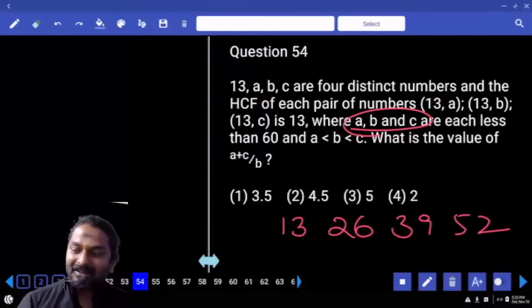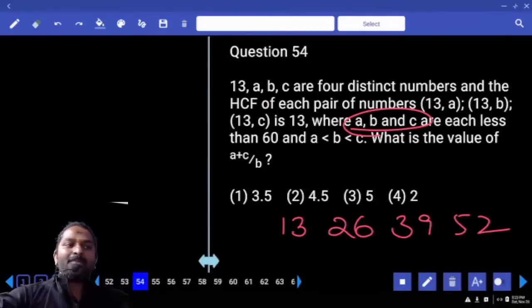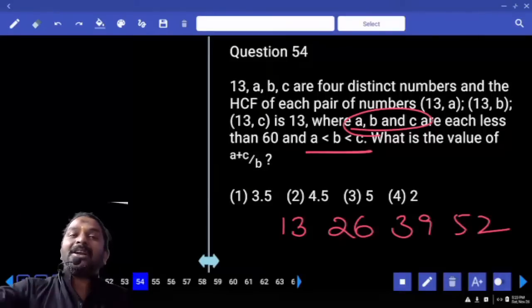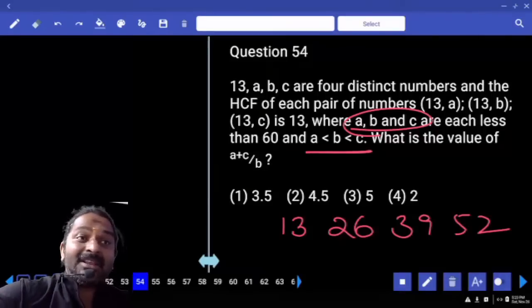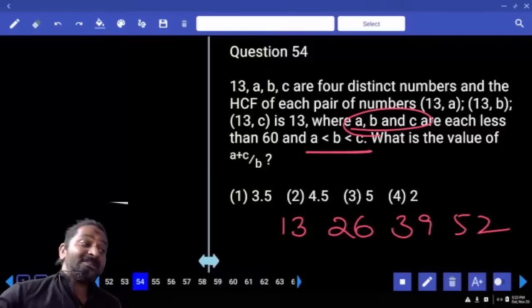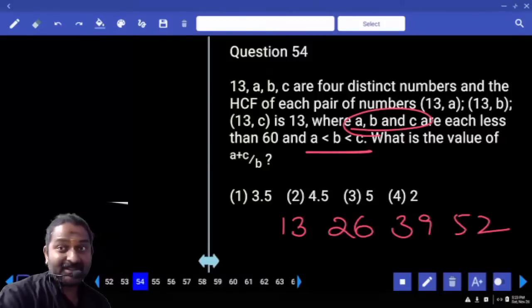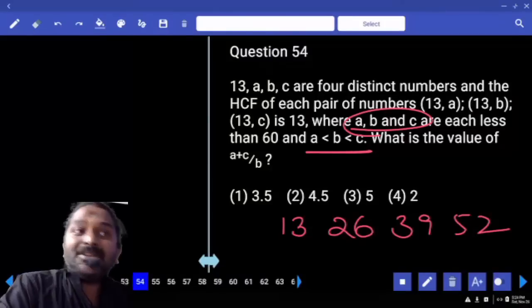That's it. Next multiple is going to be more than 65, correct? So now one more condition which says A less than B less than C. Now, possible values for A, B, C, I want to write those numbers. Will you get a unique combination?